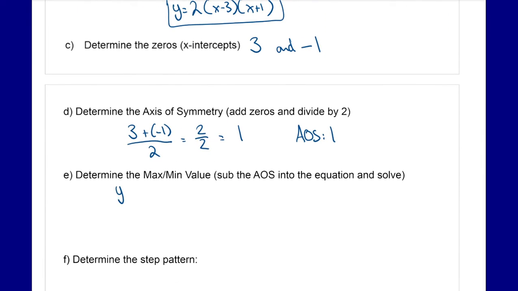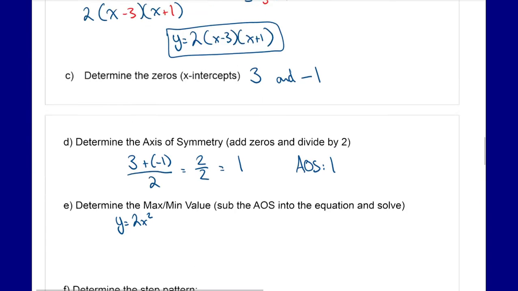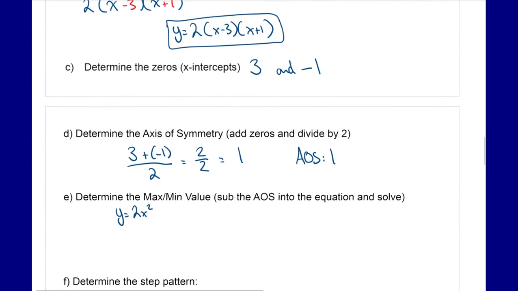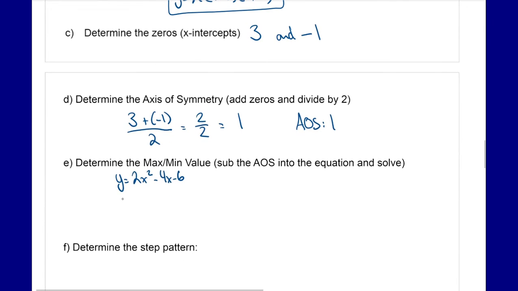So y equals 2x squared minus 4x minus 6. The axis of symmetry we found was 1, so I'm going to plug in 1 everywhere I see an x. So 2 times 1 squared minus 4 times 1 minus 6. I can just go through and calculate. So 2 times 1 is 2, minus 4, minus 6. I get y equals 2 minus 4 is -2, minus 6 is -8.